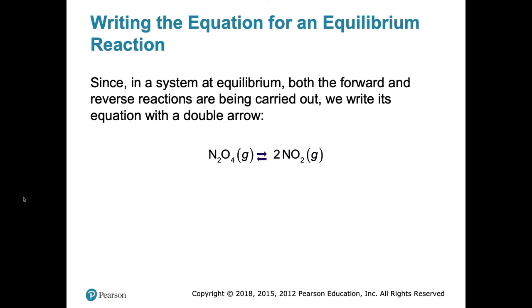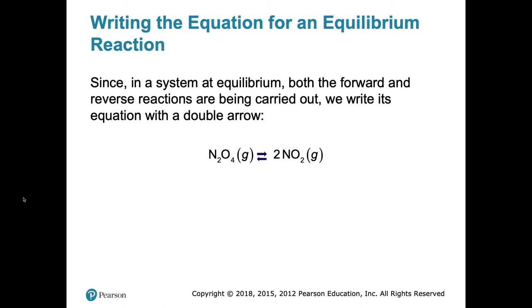Since a system at equilibrium is a system where both the forward and reverse reactions are being carried out, we write the equation with a double arrow now. So remember that. I'll have word problems, for example, where you have to write out the equation, and if you forget that double arrow, you will lose points, because it's very important to remember that we are now at the point in your chemistry careers where reverse reactions can happen. It's no longer just going one direction.